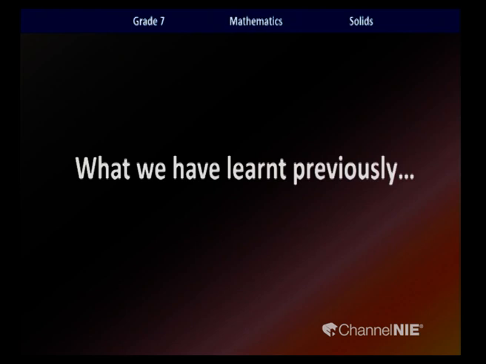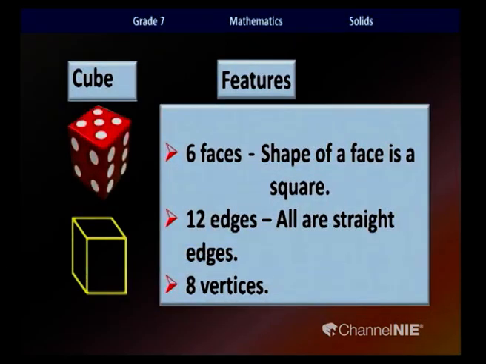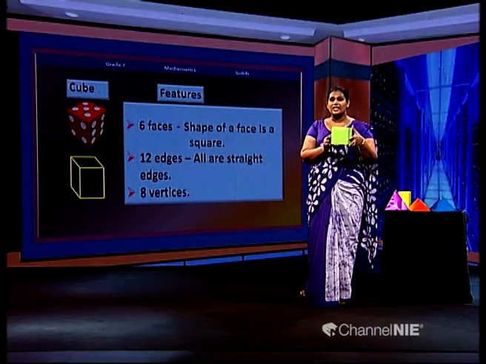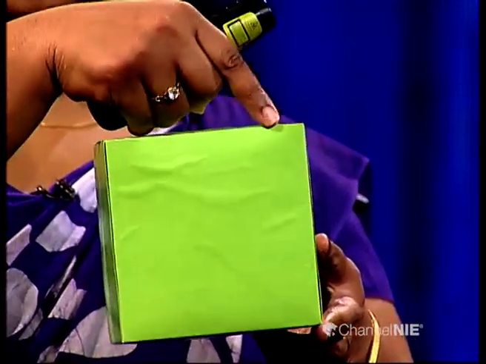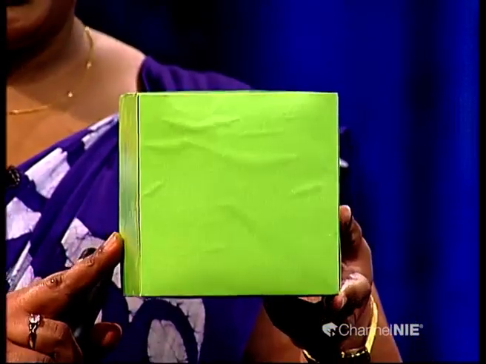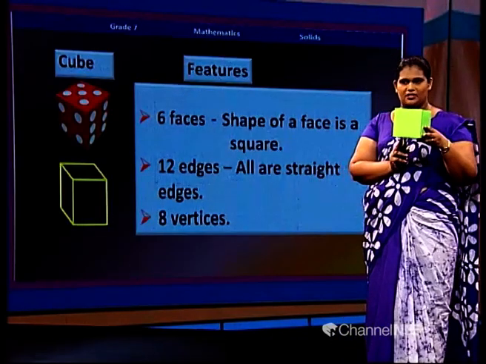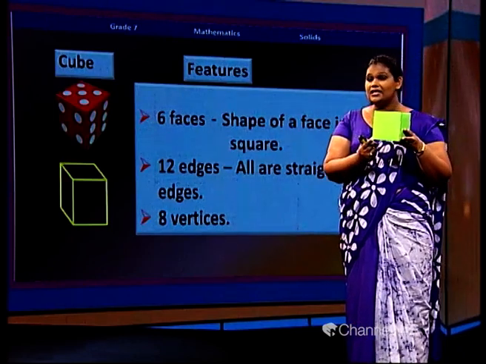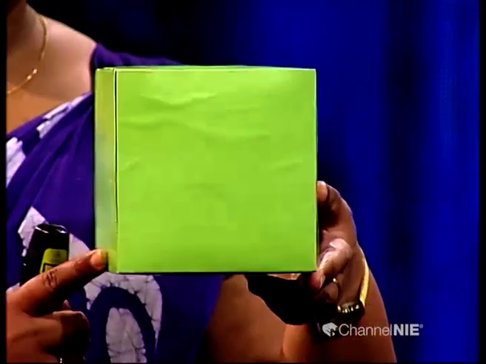What have we learnt in grade 6? We have talked about three types of solids in grade 6. First one is the cube, and we have discussed the features of cubes. It has 6 faces, 12 edges and 8 vertices. What can you say about the shape of a face of this solid? Here it is square shaped, isn't that so? And all the edges are straight edges.